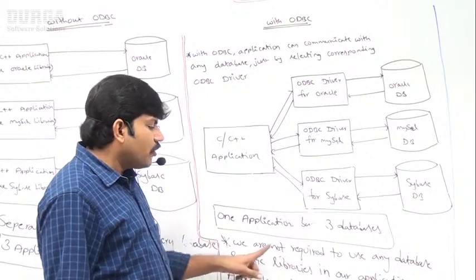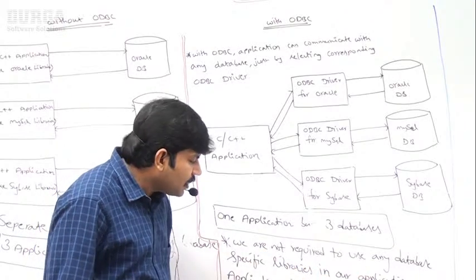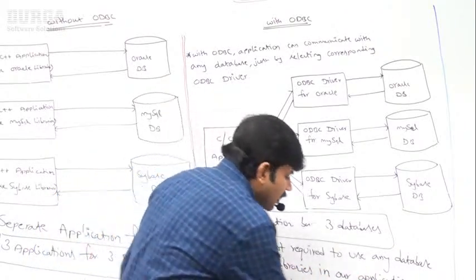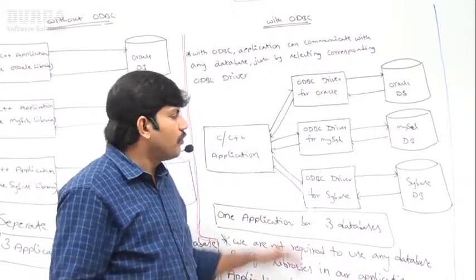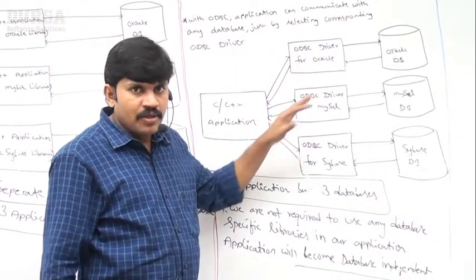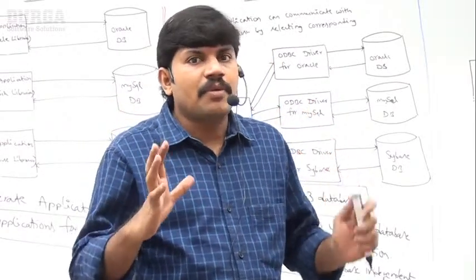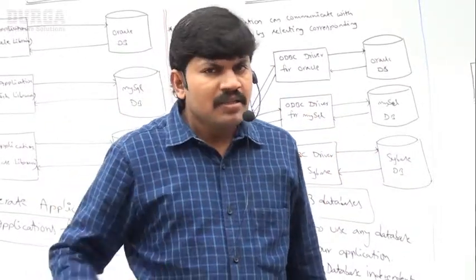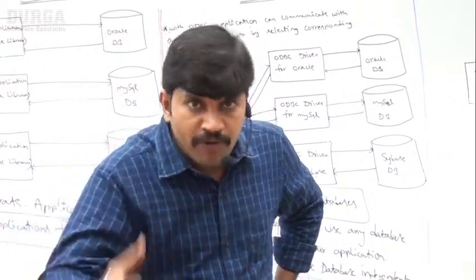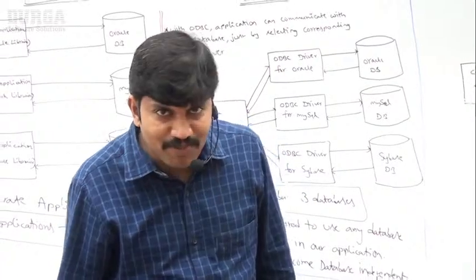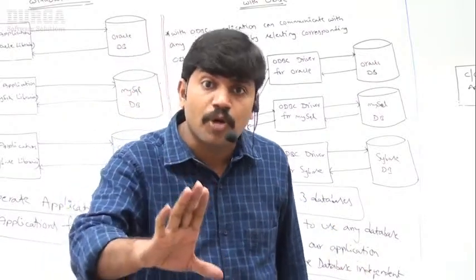Remember this. We are not required to use any database-specific libraries in our application, and the application will become database independent. Clear for all of you, right? Okay? That's all. Make sure these are the things you should be aware of clearly, right? Are you getting it? ODBC is a big change in database communication from our applications, right? Then immediately you may have the doubt, sir, such a beautiful technology, why are you not using it for Java applications? If I use this ODBC technology for Java applications, are there any problems?